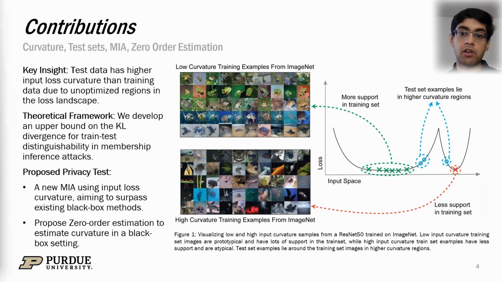Our key insight for our paper was that we identified that test examples tend to have higher curvature than train examples. This is because train samples are optimized for and lie in flatter regions of the loss landscape. Building upon this observation, we developed a theoretical framework to study train-test distinguishability. Additionally, we proposed a new black box membership inference attack that estimates curvature using a zero order method. This addresses limitations of prior curvature estimations that require access to model weights.